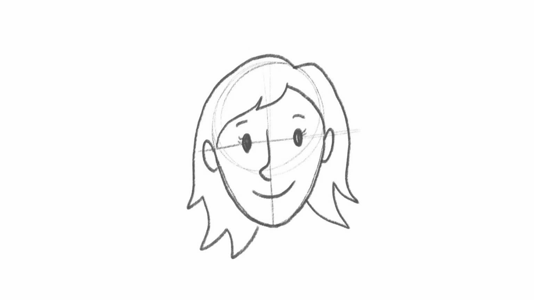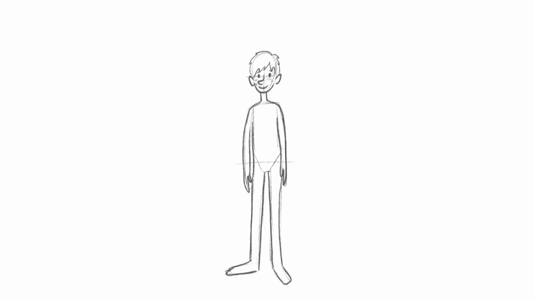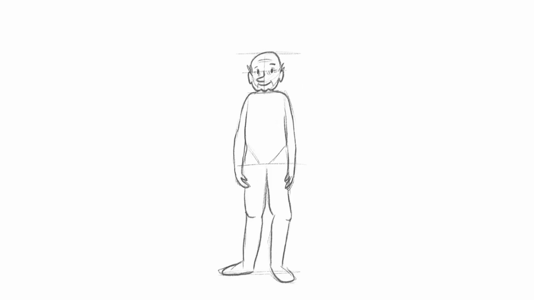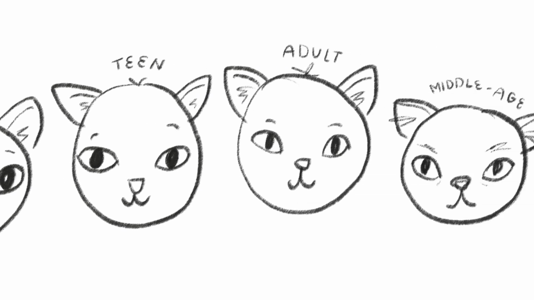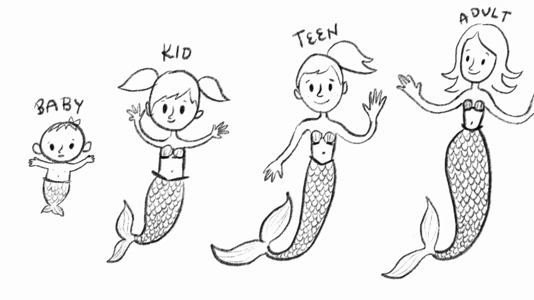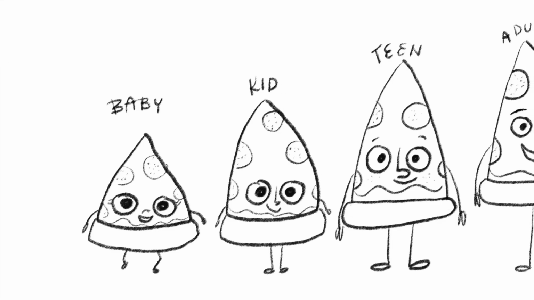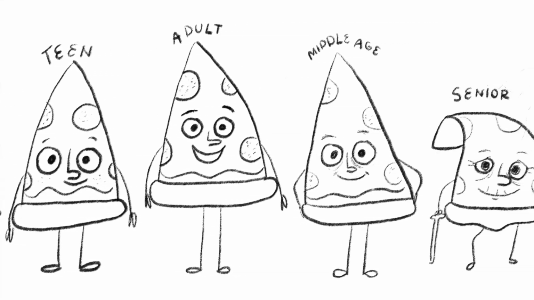So now that you've learned how to manipulate facial and body proportions to make someone look older and younger, you can employ those methods to draw other types of characters at different ages. Animals, imaginary creatures, even inanimate object characters.